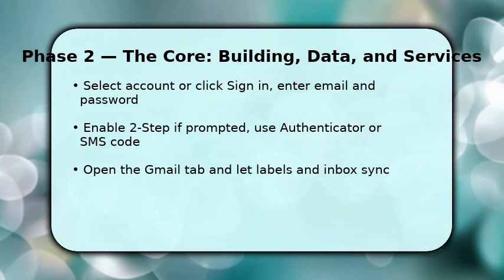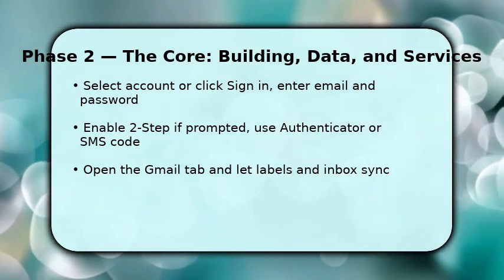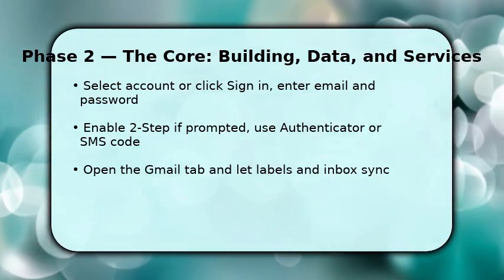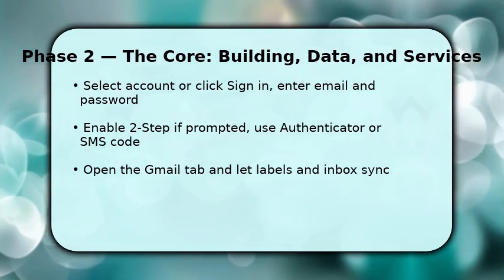Next, choose the account you want, or click Sign In and enter your email and password. You're telling Gmail which profile to open. If prompted, enable two-step verification to protect your mail. Use the Authenticator app or SMS code, because security matters.